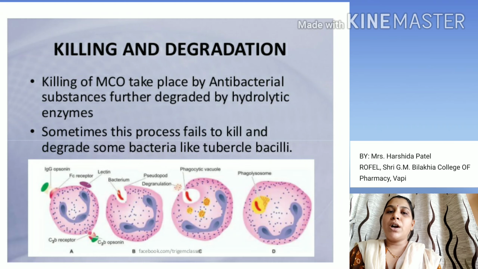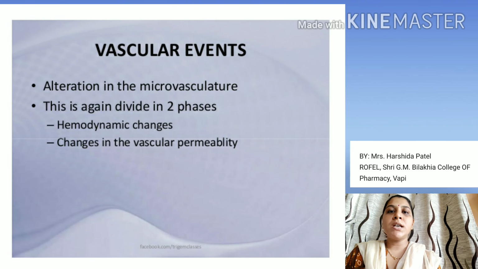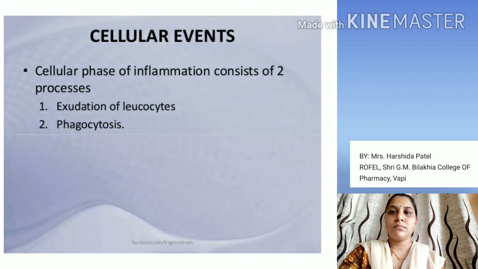Up to this point, we have covered a small revision of the mechanism of acute inflammation. We started with the vascular events, in which we saw the hemodynamic changes and altered permeability. After that, we started with the cellular events, with the exudation of leukocytes, and after that we saw phagocytosis. The degradation processes we will see in the next lecture.